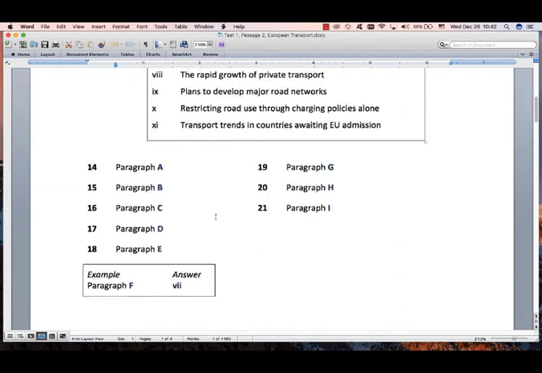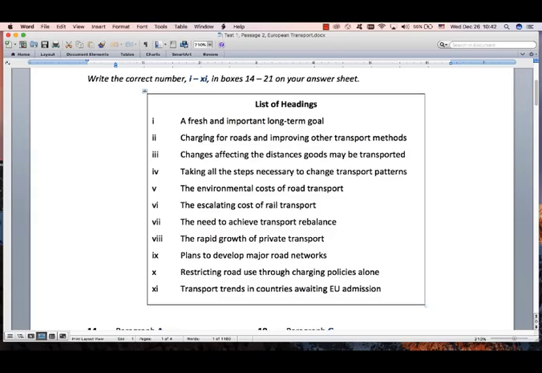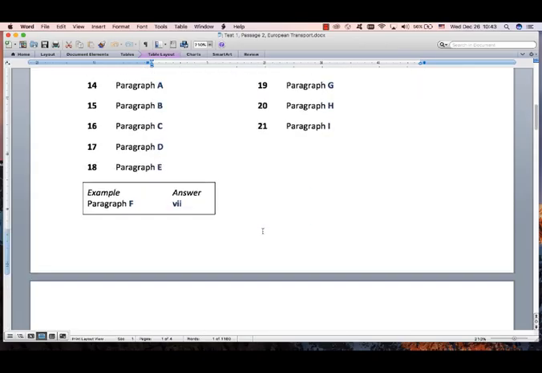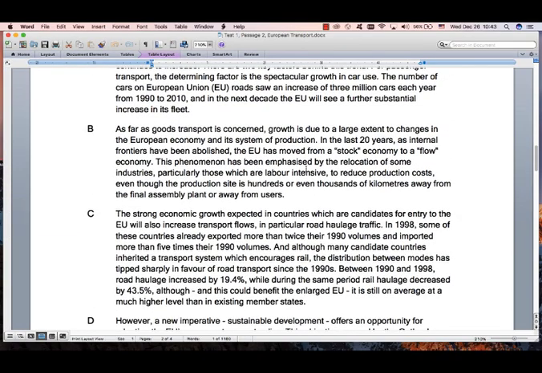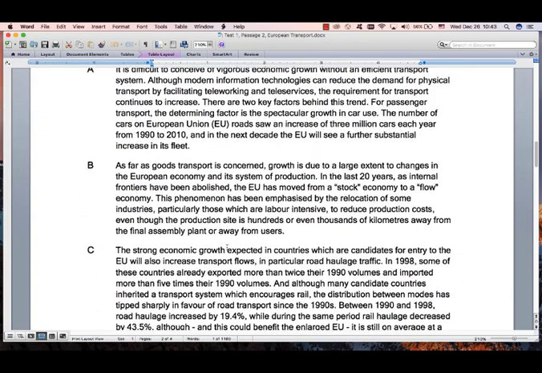So, goods transport, something about growth, changes in European economy, system of production. No charging for roads, no changes. That's interesting because there's goods, that's cargo, so we'll come back to that. All steps necessary, environmental, escalating cost of rail, maybe. Transport rebalance, private, major road networks, charging policies, countries awaiting EU admission. They mention EU over there, but I don't think this is anything about countries awaiting EU admission. Anyway, so the only one that's really caught my attention there was that, because they mentioned goods, they mentioned cargo.